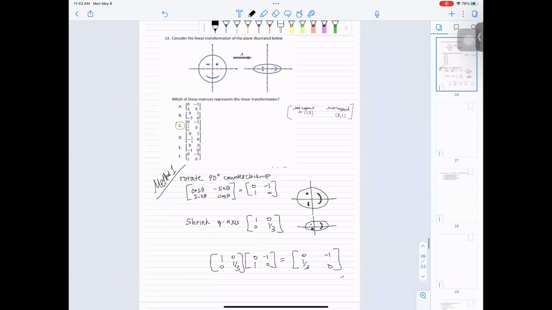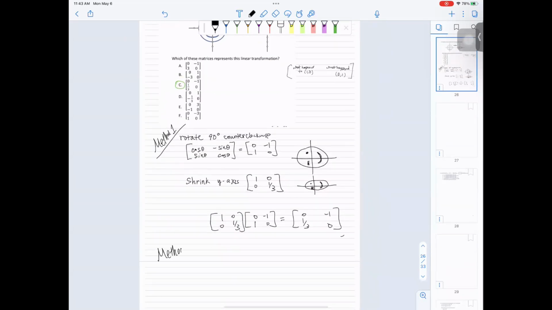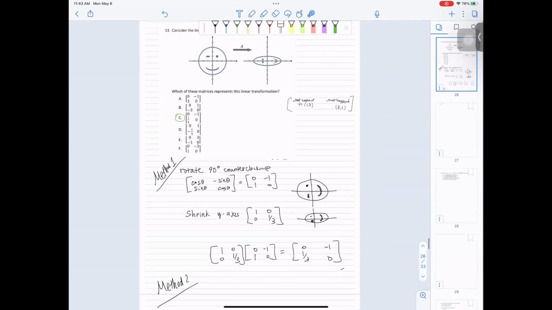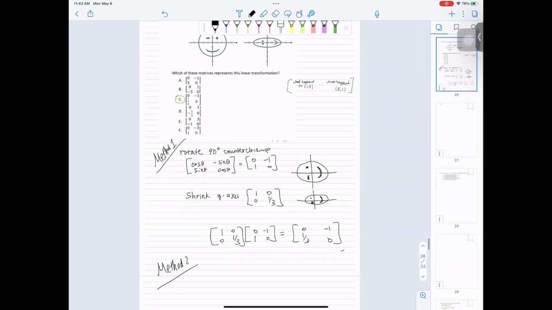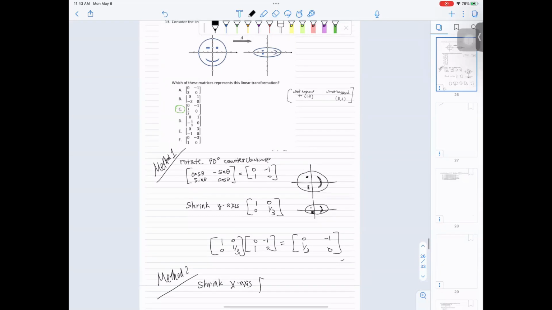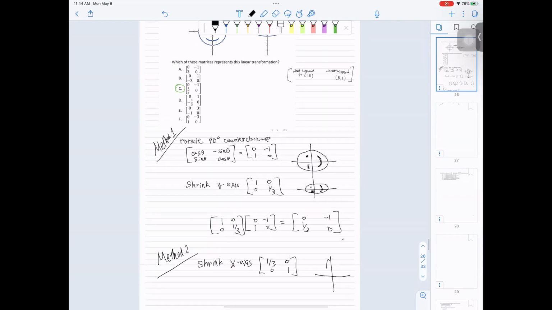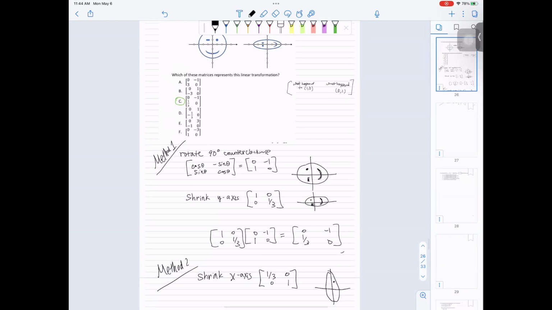Let's say instead you wanted to do the shrinking first and then the rotating. Let's see if we get the same answer. Okay, let's see. I did shrinking, so it looks like the eyes are getting smaller. So if I shrink first, I'm really shrinking the x-axis. How much am I shrinking it by? Well, I want to shrink it by a third, right? So it becomes a third, 0. So now my smiley face is a shrunken smiley face.